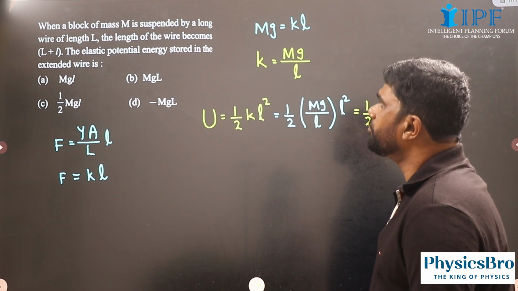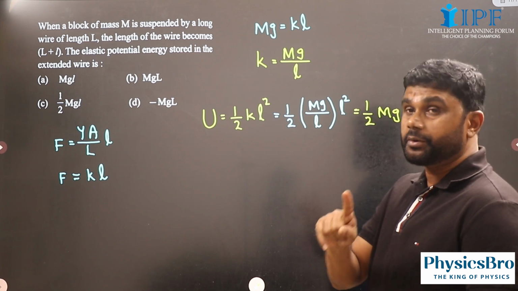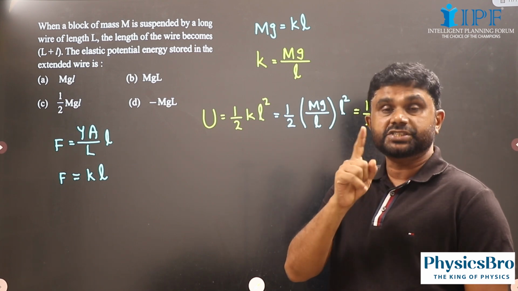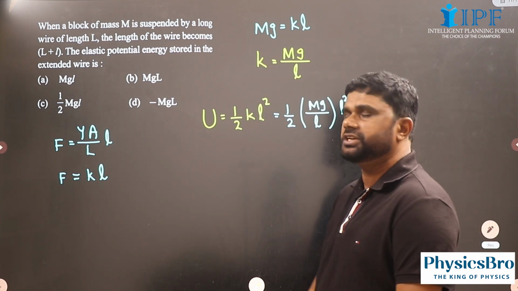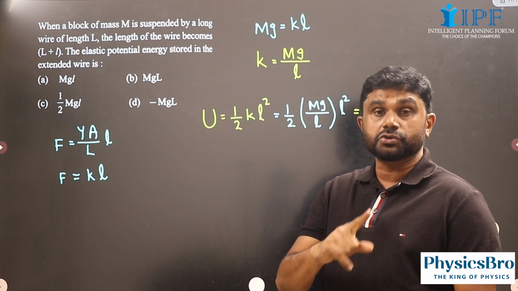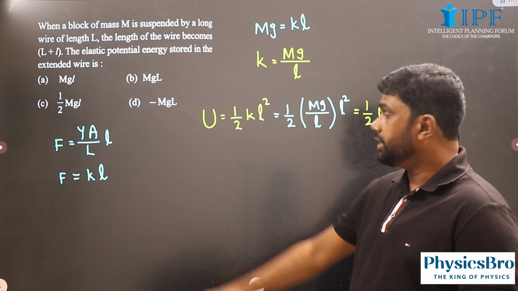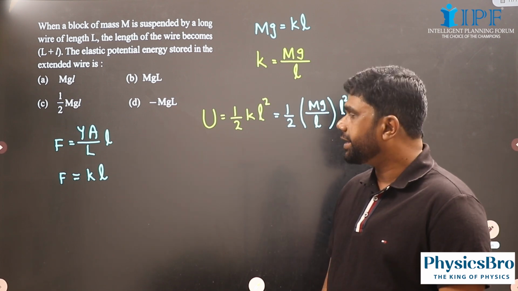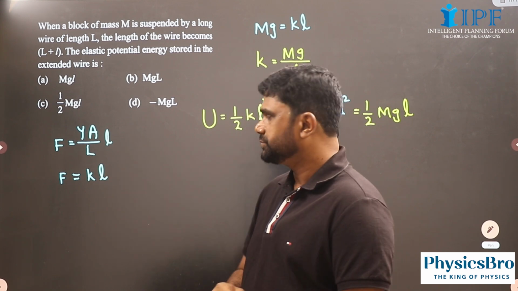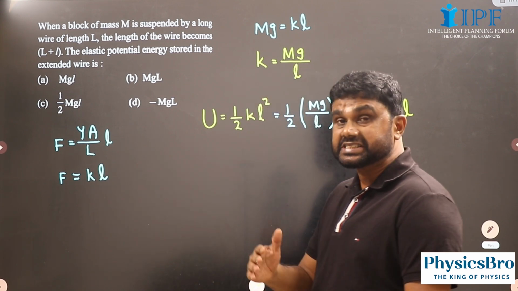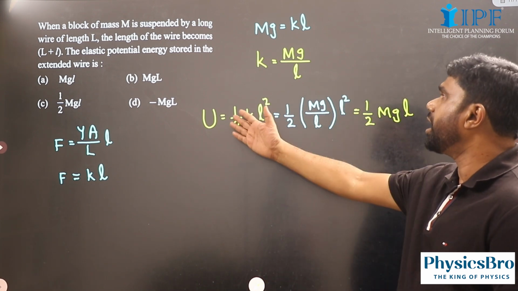Now see, when a block of mass capital M is suspended by a long wire of length capital L, the length of the wire becomes capital L plus small l. Means small l is the elongation produced. The elastic potential energy stored in the extended wire will be. See, the elastic restoring force developed in the string is given by F equals YA elongation divided by original length. Now this YA by the original length can be replaced by the force constant K. So we can write F equal to Kl, just like in an elastic spring. The elastic potential energy stored is half Kl square.